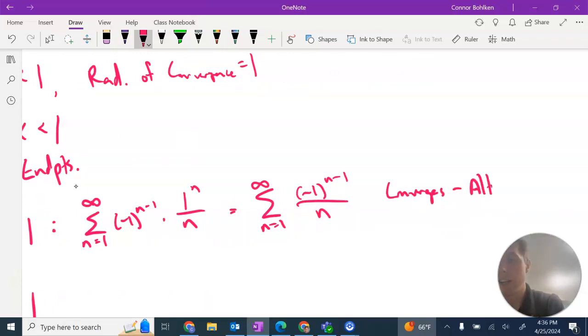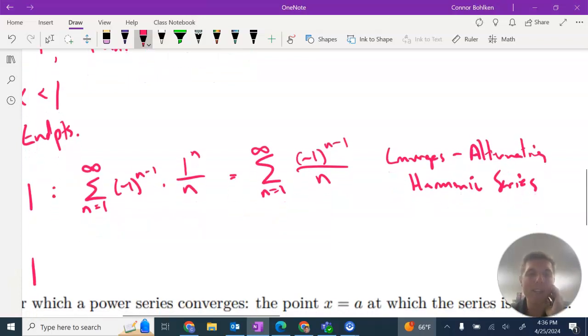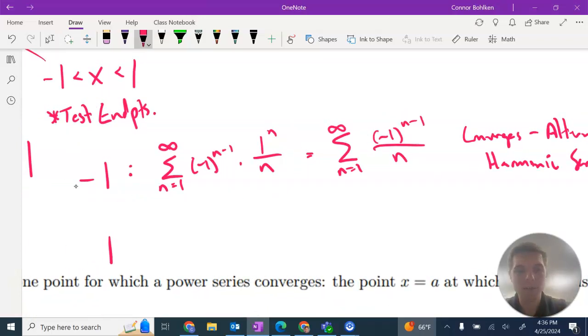It's the alternating harmonic series. And that's enough justification for us to be okay proving that side of it. And then let's plug in positive 1, excuse me, for the other side. We've got the sum from 1 to infinity. The alternator's still out front.